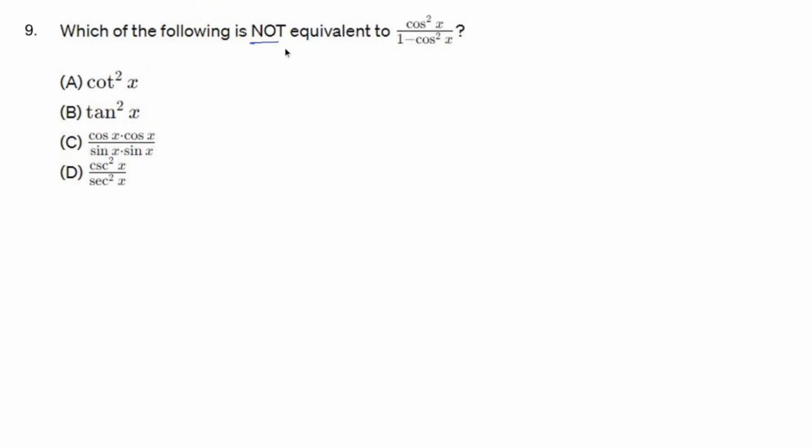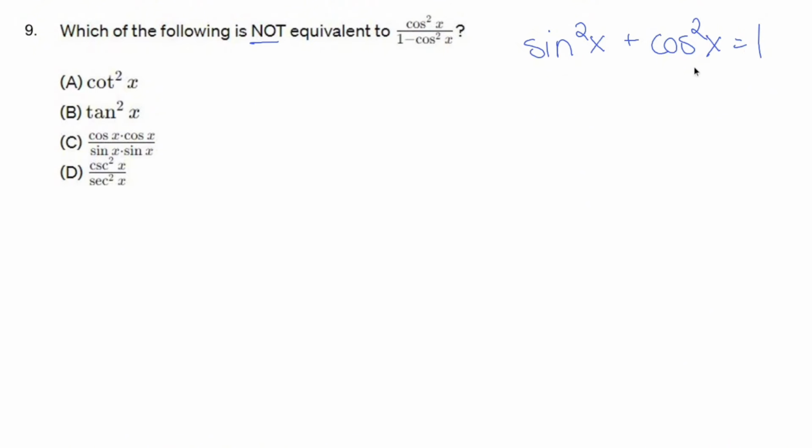Which of the following is not equivalent to cos squared x over 1 minus cos squared x? So we want the lie. So 3 of these are correct. 1 of these is not. Whenever you see a cos squared or a sine squared or a tan squared or anything squared, you want to think those Pythagorean identities. If I have cos squared x, I am thinking the Pythagorean identity that says sine squared x plus cos squared x equals 1.